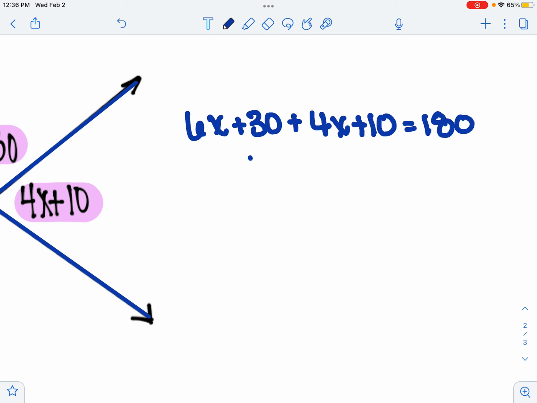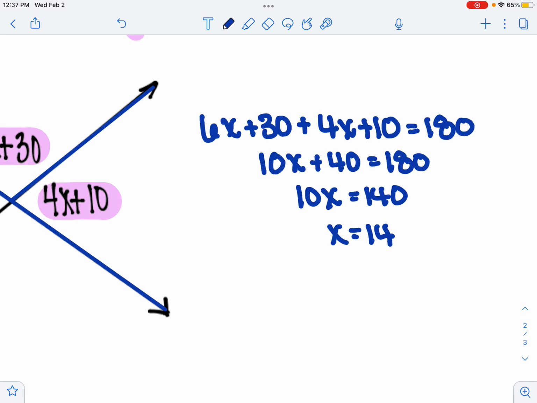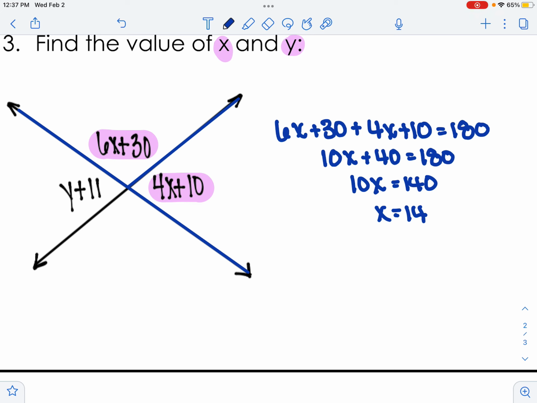And now I solve it. So I'm going to get 10x plus 40 equals 180. I'm going to get 10x equals 140, which means x is equal to 14. So now there's two different ways to find y, right? You really could do it two different ways depending on which expression that you looked at.